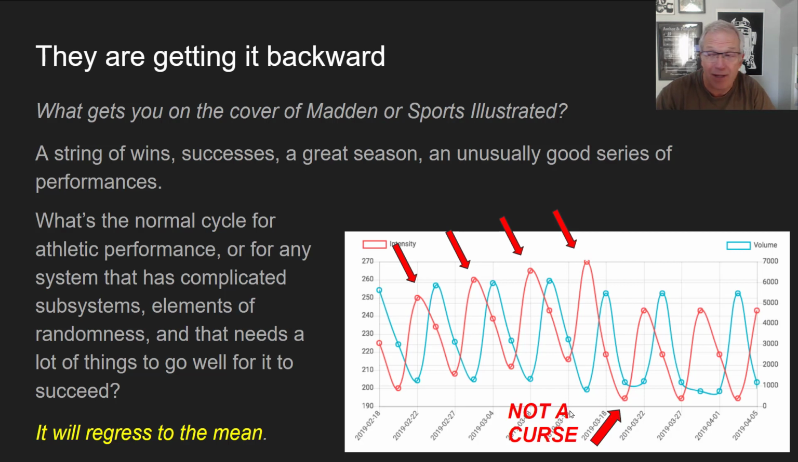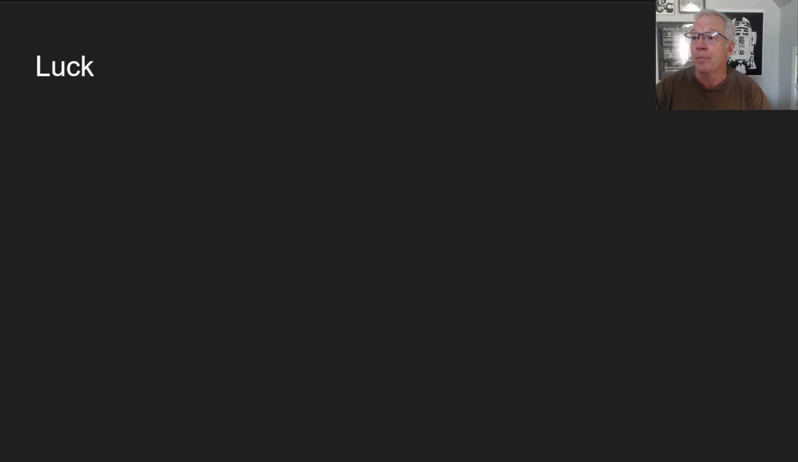But that's not a curse. That's not because, see, look, this guy got on the Sports Illustrated cover right here because he had this string of wins. But the normal thing to do would be then to have a trough thereafter. But people cite Sports Illustrated or the Madden cover as being the cause of them going downhill. Well, they would have gone downhill anyway. That's what happens over the normal course of things. So there's no curse here. There's no jinx. It's a confusion about causes and statistical errors.